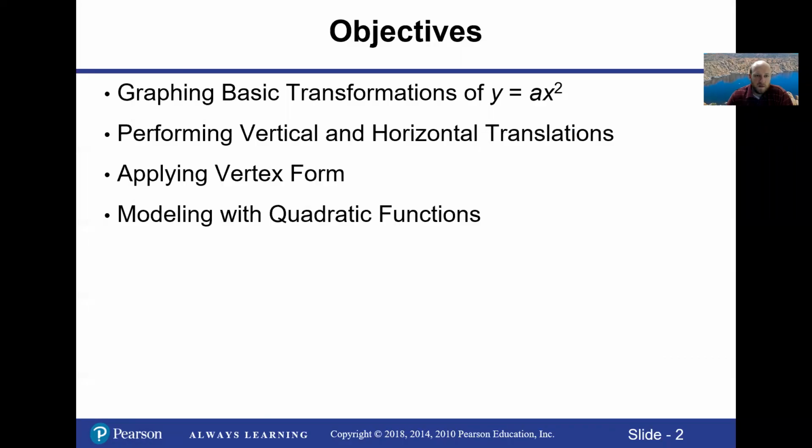So some objectives: we're going to graph basic transformations of any parabola, basically anything that has that x squared value in it. We're going to be doing vertical and horizontal translations of them. We're also going to learn what vertex form of a quadratic is, and then we're going to be doing a little bit of modeling with some quadratic functions in here. So let's go ahead.